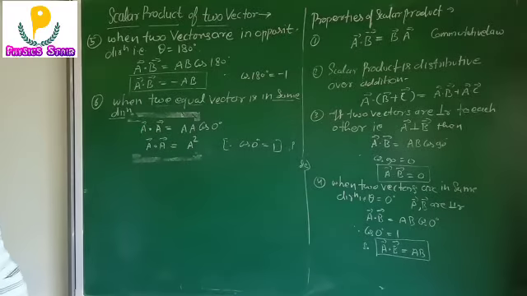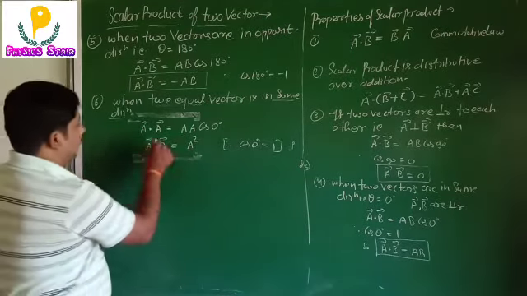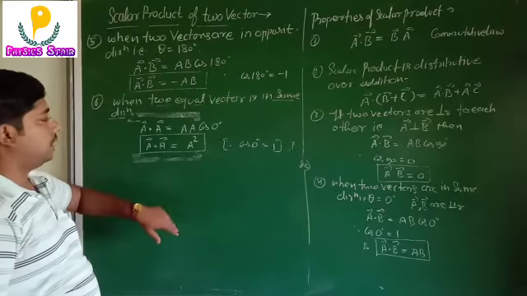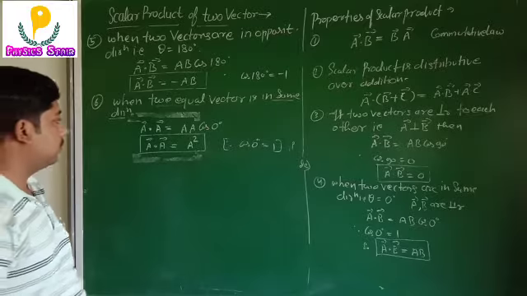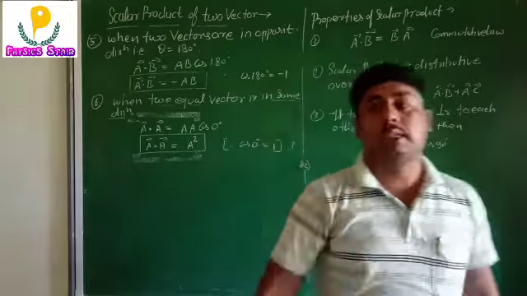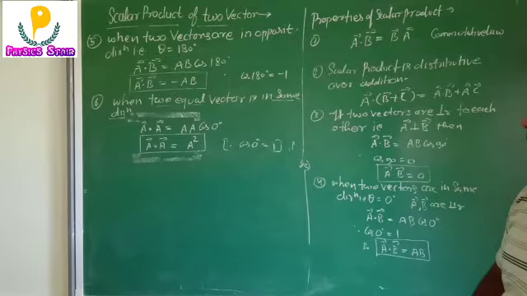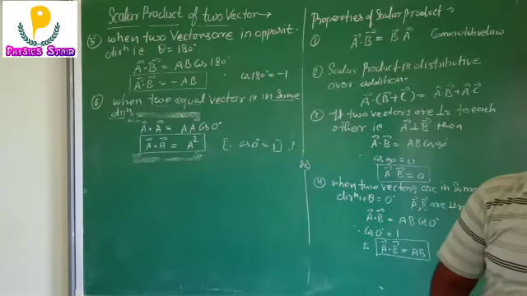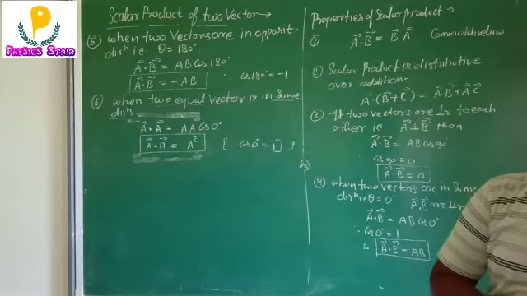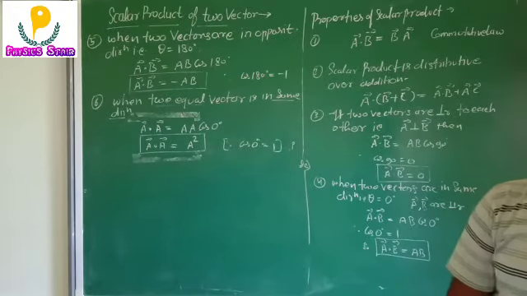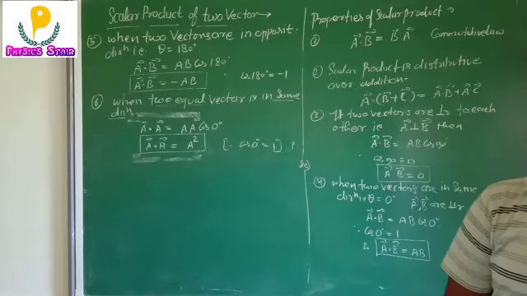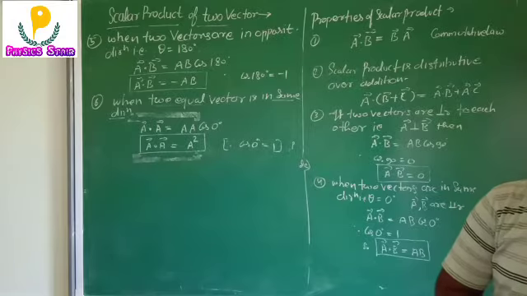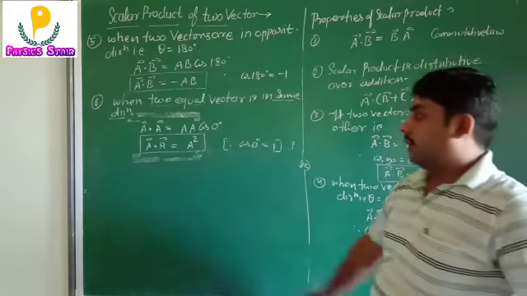Here we see that if the two same vectors are in the same direction with equal magnitude, then their scalar product, vector A dot vector A, is equal to A square, the square of the magnitude of vector A. If we consider the scalar product, that of two similar base vectors is unity and that of two different base vectors is 0.